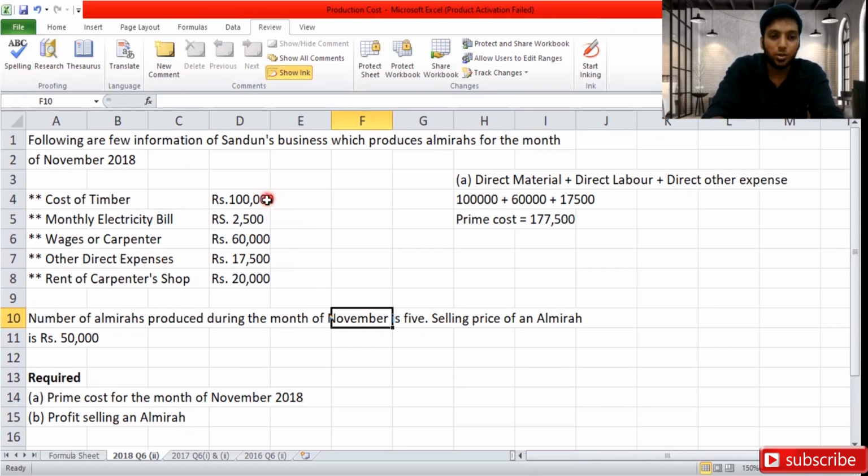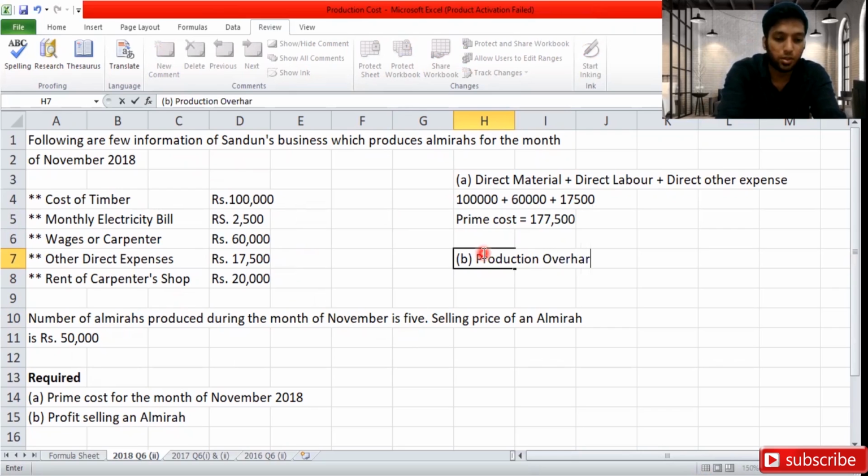Now here, prime cost is 177,500. Let me first find the production overhead. Very easy. You have other indirect costs you can take. 2,500 is an indirect expense. Then of course you have rent of carpenter shop, which is also an indirect expense. I think that's all you have. So you will take 2,500 and 20,000. 2,500 plus 20,000 will give you 22,500. So this is the total production overhead.